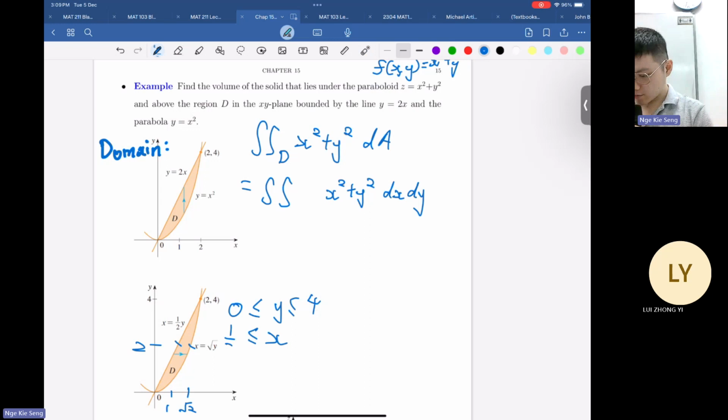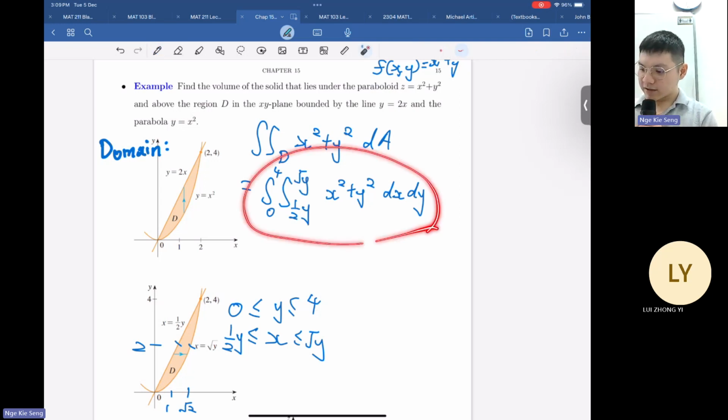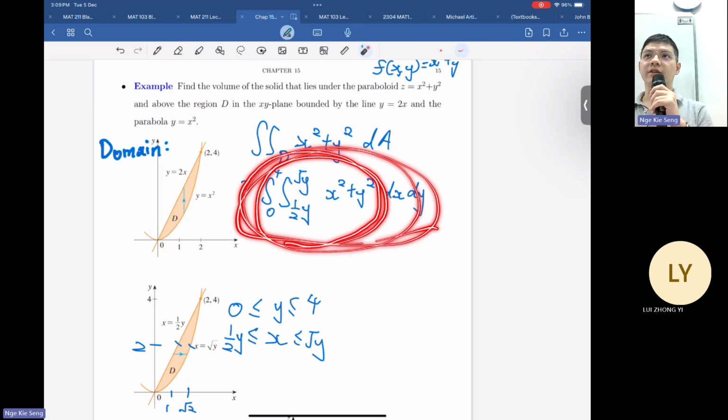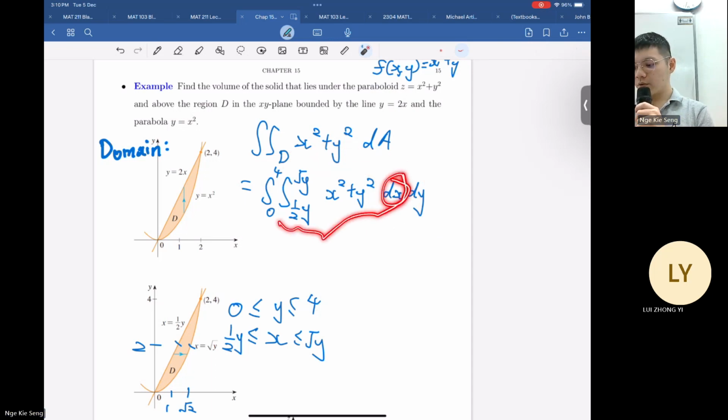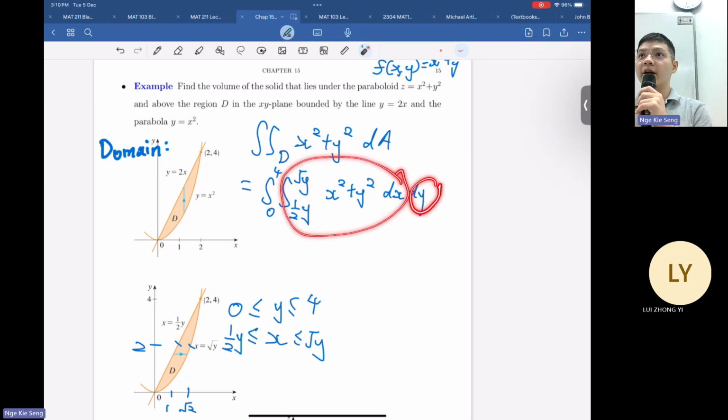So y over 2 here, square root y. You can write down your integration domain here. So I fix my y from 0 to 4, and then I fix my x from half y to square root y. So think about this. Does this iterated integral make sense or not? You integrate a function with respect to x first. But your x is depending on y. So you will leave everything in terms of y. And then you integrate the function in terms of y. Then you get the answer.